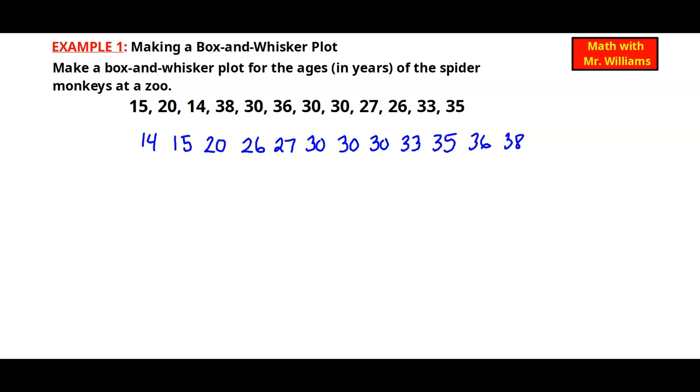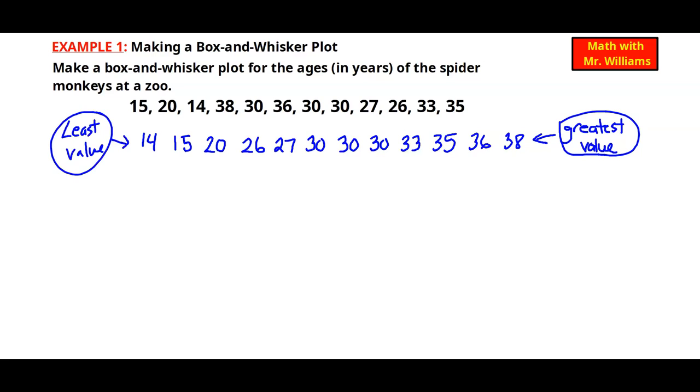All right, so right off the bat, we can find our greatest value. We can find our least value. And now we can find our median. So the median is the number in the middle. Since we put them in order, all we have to do is find the one in the middle. So between these two 30s would represent the median. 30 plus 30 divided by 2 is still 30.